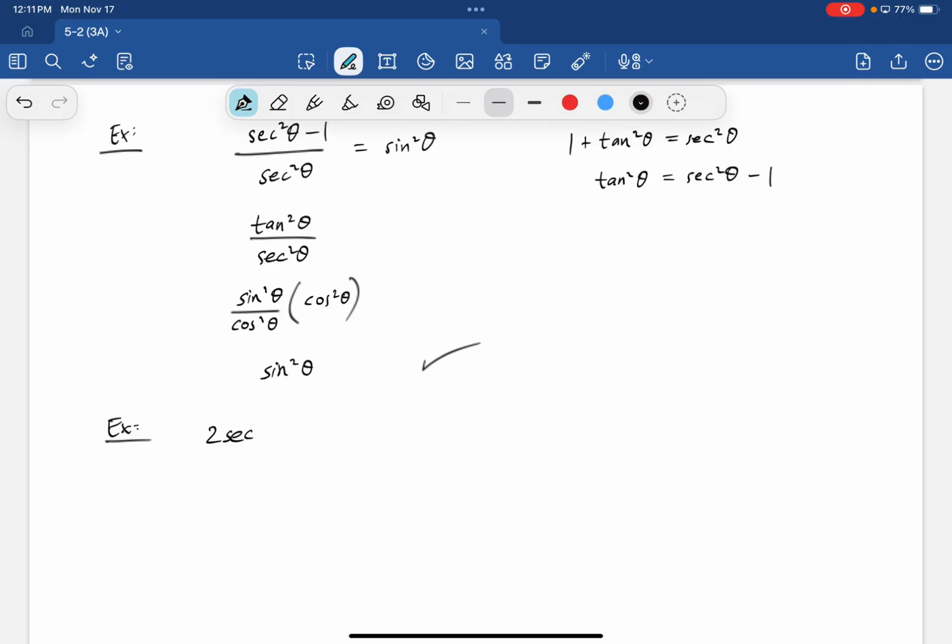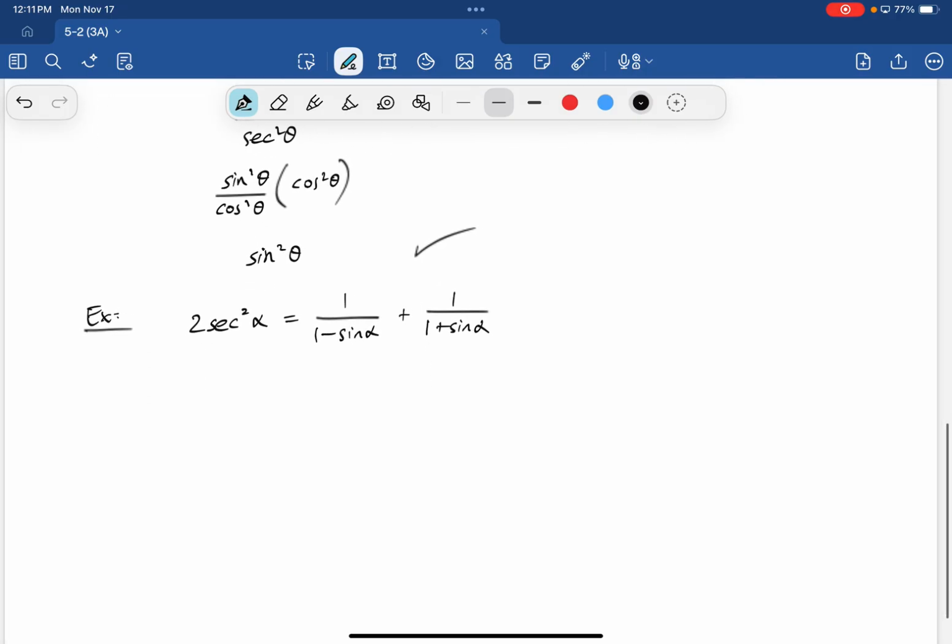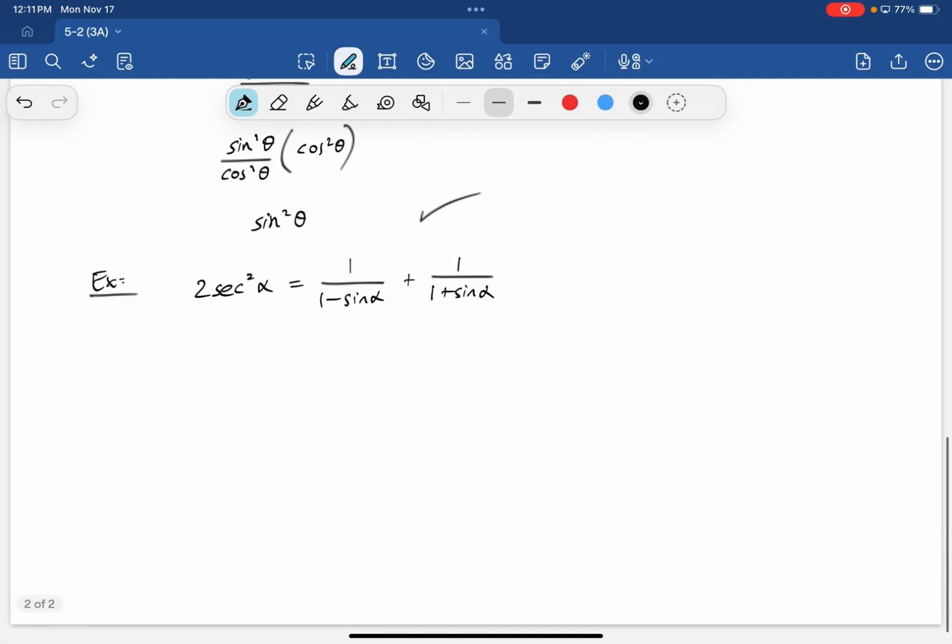Let's use more interesting variable names. Alpha. Okay, let's try to prove this: 2 secant squared alpha equals 1 over 1 minus sine alpha plus 1 over 1 plus sine alpha. Okay, which side is the more complicated one? Right side, obviously.